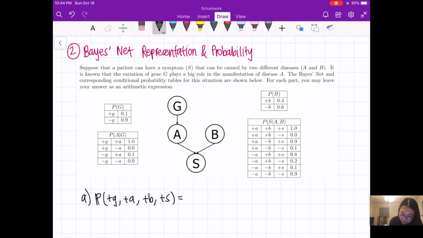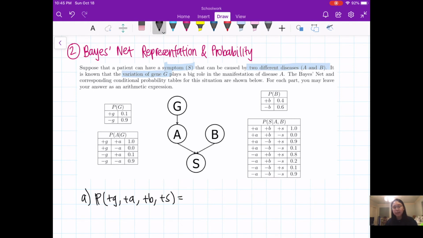The general storyline is that patients can have a symptom S, and it can be caused by 2 different diseases, disease A and B. It is known that a specific gene has a big role in causing disease A. And here we have our Bayes net and the corresponding probability distribution. In all the subparts of this problem, we will be given a probability expression, and we want to determine how we can use our factors together to figure out what the value is.